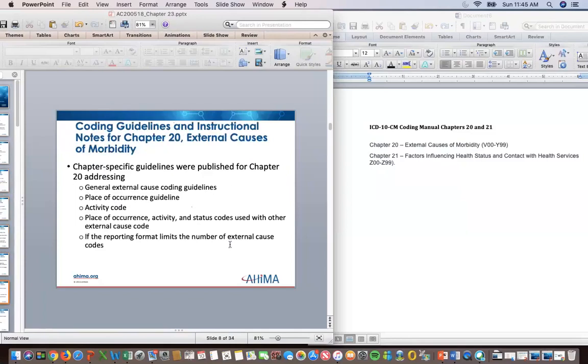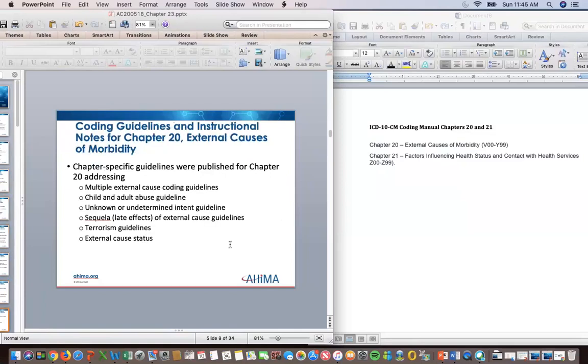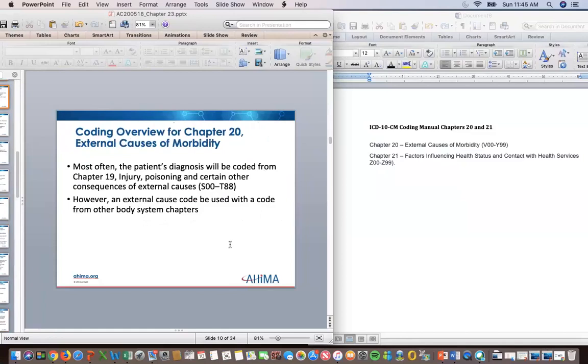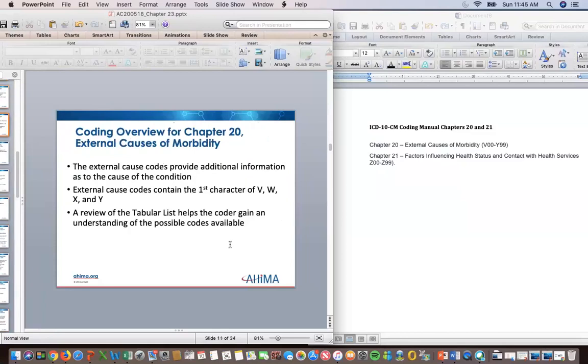I'll just take a moment as we look through these again, and I'll hit some of the highlights. Your general external causes, the guidelines, the occurrence guideline, activity, place of occurrence, if the reporting format limits the number of external codes, etc. So we have child abuse, unknown or undetermined, terrorism, external cause code again. So your diagnosis will be coded from Chapter 19, which we just reviewed, injury, poisoning, and certain other consequences. However, an external cause code may be used with a code from other body system chapters then.